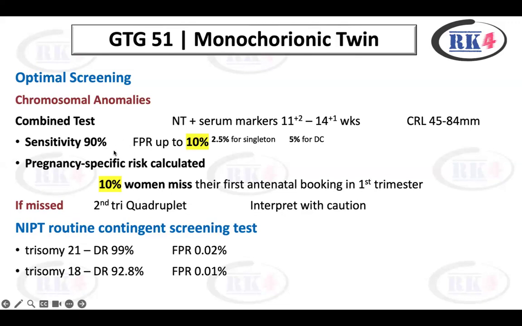So that means now the evidence is available. It's an effective method, and you can reliably find out whether the baby is suffering from trisomy 21 or 18. Okay, so that's going to be helpful.